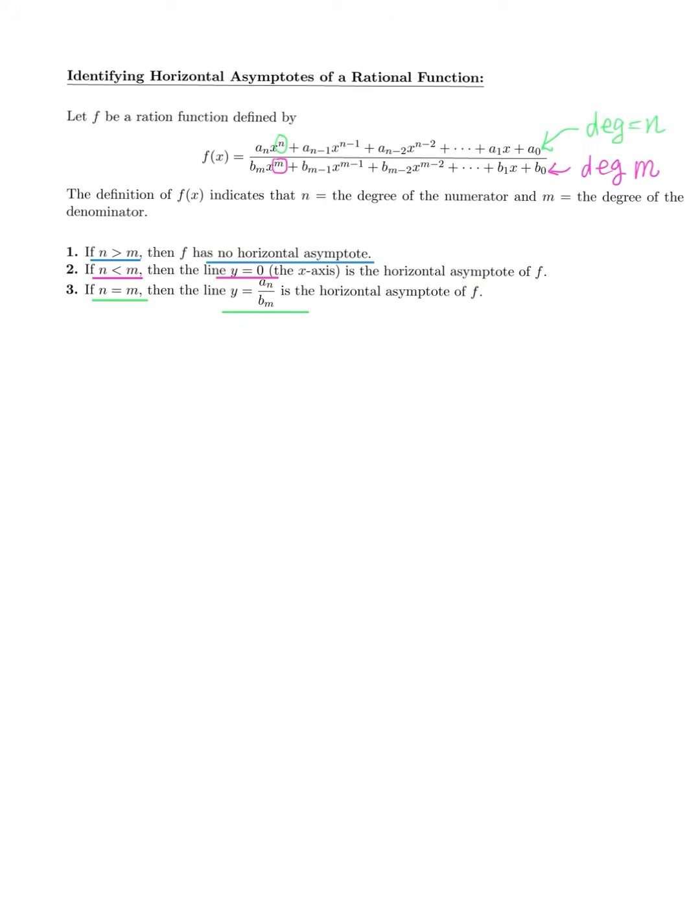And case 3 is this. What if the degrees are the same? If the degree of the top is n, and suppose the degree of the bottom is also n, then in this case what you need to do is just pluck out the leading coefficient. That's exactly what this is telling you. So the line y equals a sub n over b sub n is the horizontal asymptote of f. Because look, what's the leading coefficient on the top? A sub n. What's the leading coefficient on the bottom? B sub n. Now this happens when the degrees are the same.